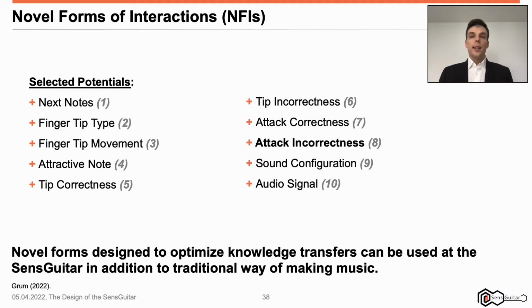Eighth, attack incorrectness. Visualizing false string attacks below the corresponding guitar strings. Here, for instance, red string surroundings appearing next to the incorrect string attack could visualize a negative feedback.